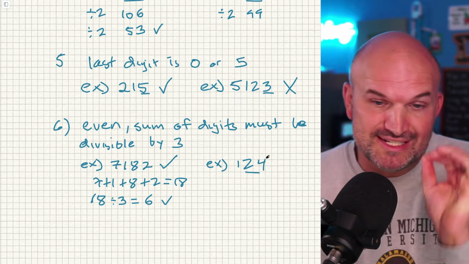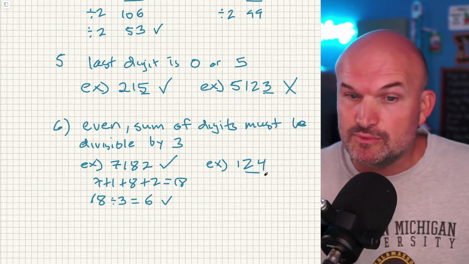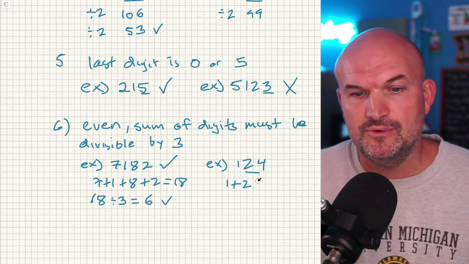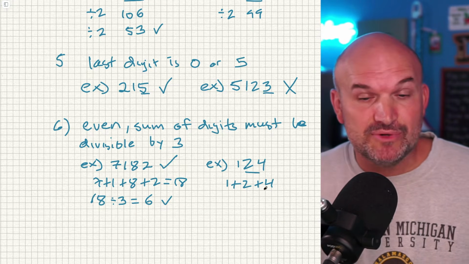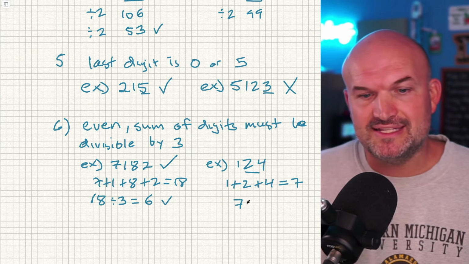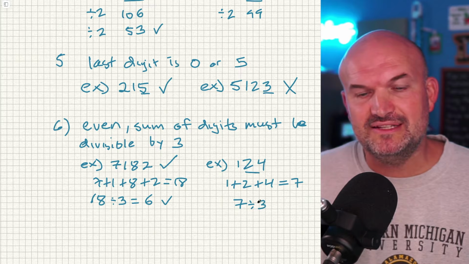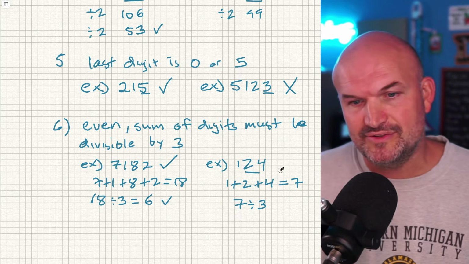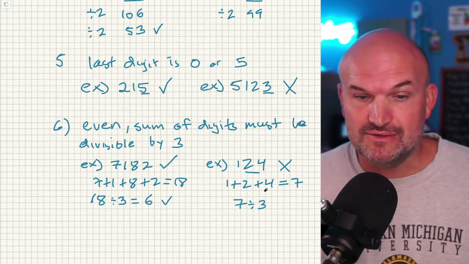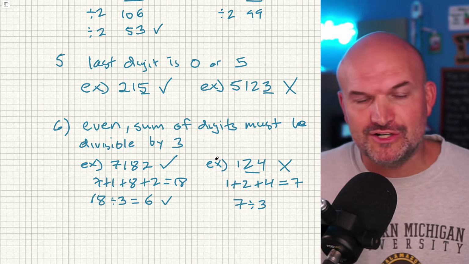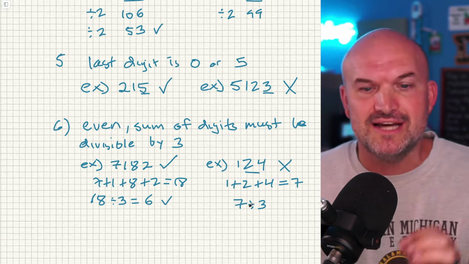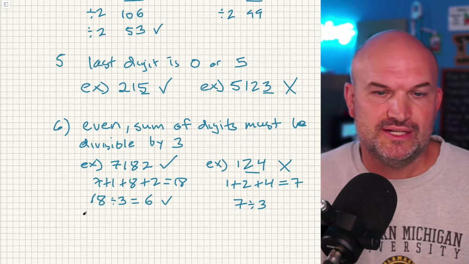We want to make sure the number is even, which it is, since the last digit is 4, so we're good to go. But then we want to take the sum of all the digits, 1 plus 2 plus 4, and make sure that number is divisible by 3. That equals 7, and 3 does not evenly divide into 7. So we can say 124 is not divisible by 6. Again, we want to divide that sum by 3, and that will tell you divisibility of 6.